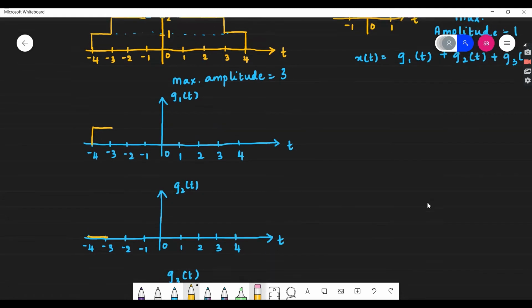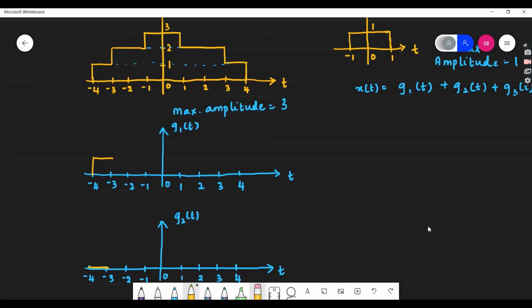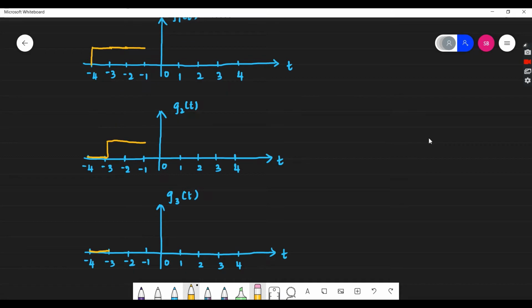Then in the range of minus 3 to minus 1, it has an amplitude of 2. So 2 g of t signals I need. So I will assume g1 of t and g2 of t. Sorry, minus 3 to minus 1, it has an amplitude of 2. So from minus 3 to minus 1, this has an amplitude of 1 and this has an amplitude of 1. So 1 plus 1 is equal to 2. So the third signal will be 0 from minus 3 to minus 1.